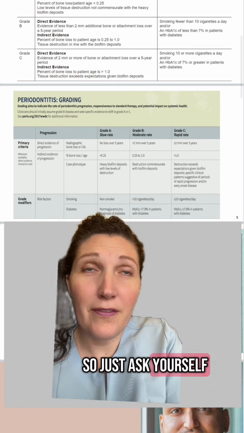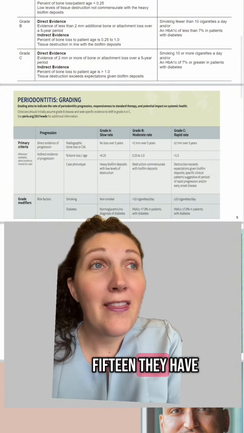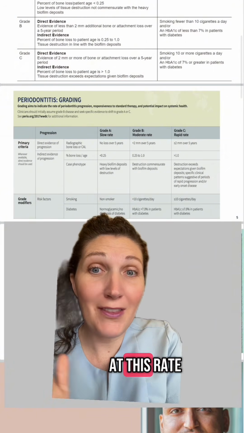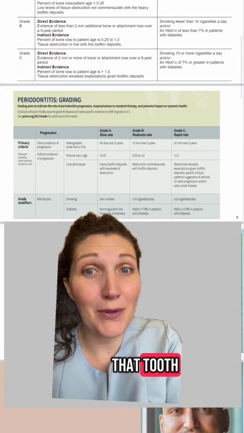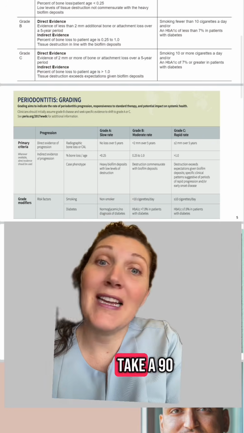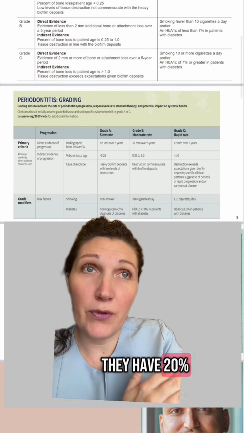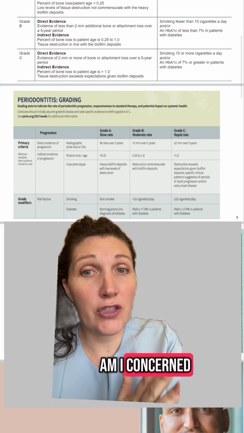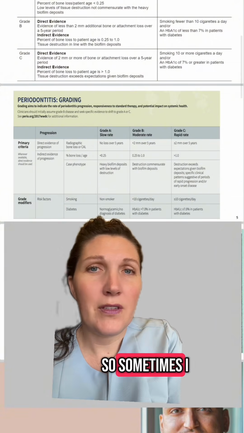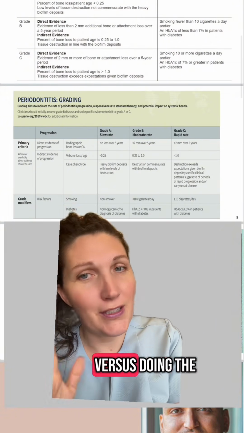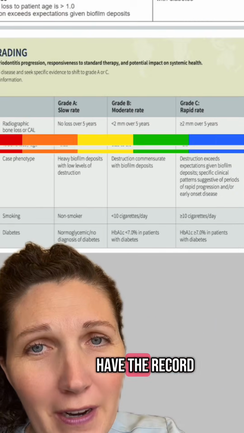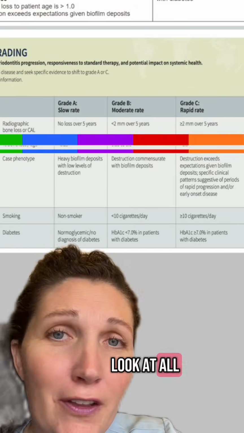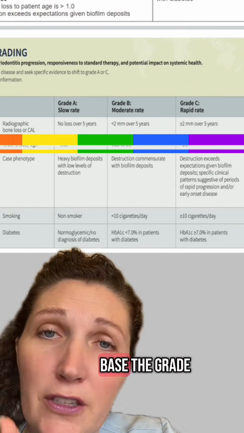Could just ask yourself, my patient is 15. They have 20% bone loss. At this rate, am I concerned they might lose that tooth? Yes, I am. But if we take a 90-year-old and they have 20% bone loss, am I concerned about them losing this tooth? So sometimes that can help you get your grade a little bit quicker versus doing the math. If you have their record and you want to go back to the past and look at all their rate of loss, you could definitely do that and base the grade off of that.